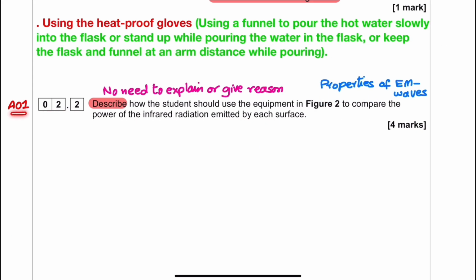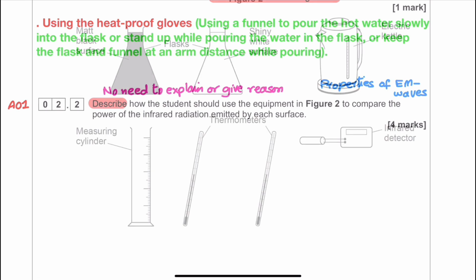2.2 is an AO1 question. It is a knowledge based question, and this question is from the topic of properties of EM waves. Describe how the student should use the equipment in figure number 2 to compare the power of the infrared radiations emitted by each surface. It is mentioned here, describe. The student should not explain the answer, they should just mention how she is performing the experiment. The student need not explain or give the reason for the answer.